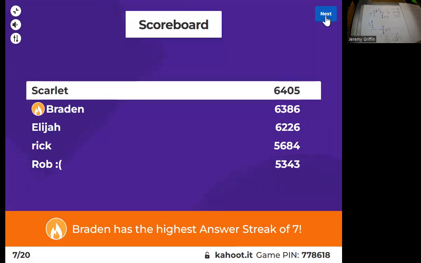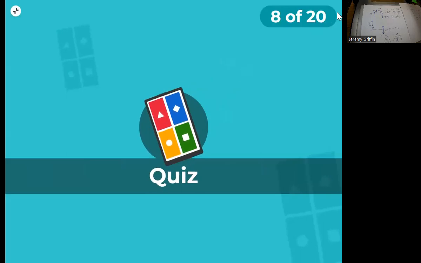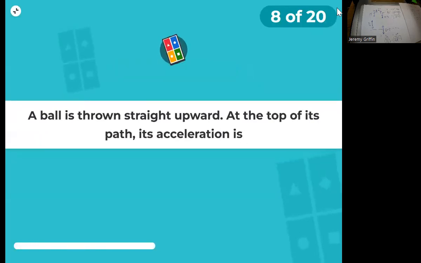All right. Ooh, Brayden on fire again. Scarlett's still in the lead. Ball's thrown straight upward at the top of its path. Its acceleration is.